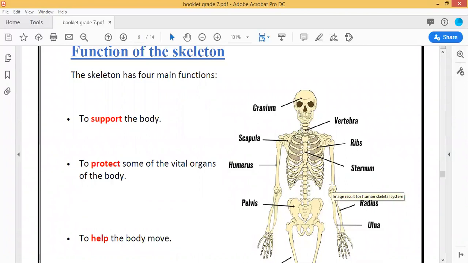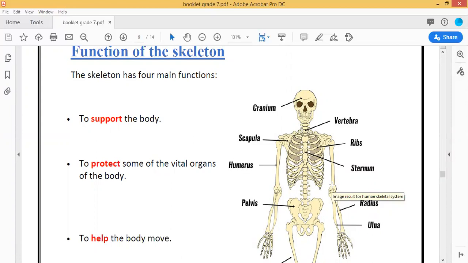Number two, protection, or you can write to protect the vital organs. What is meant by vital organ? Again, a very important organ inside your body. How will the skeletal system protect the vital organs? Number one, the skull will protect the brain because the brain is a very important organ inside your body. The backbone will protect the spinal cord. The rib cage will protect the heart and lungs. So this is the protection of the vital organs.